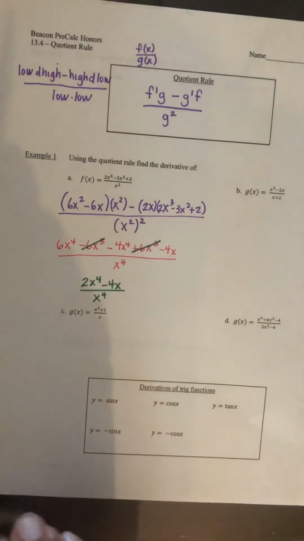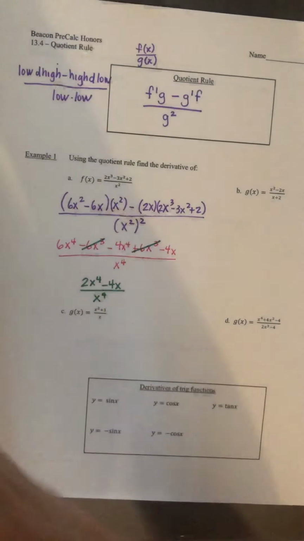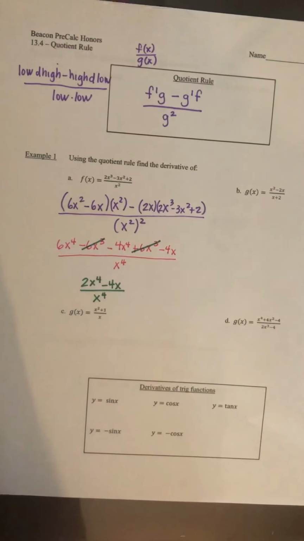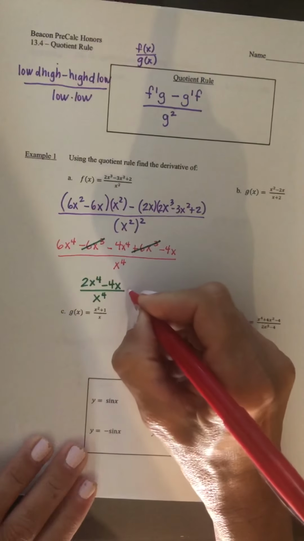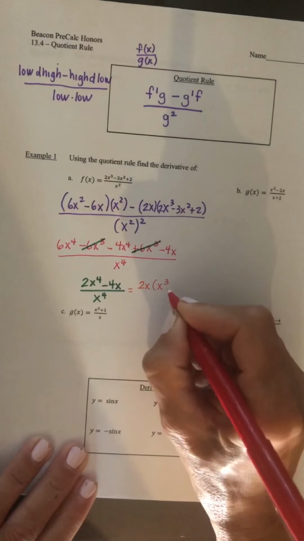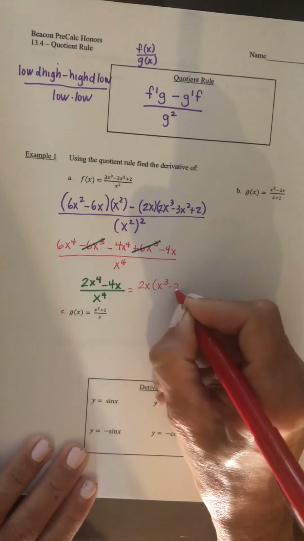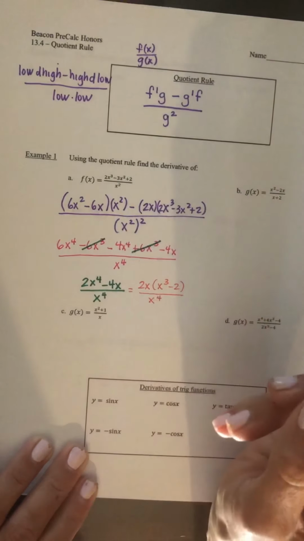All right, so let's see what we can do here. At this step here, I think we can pull out a 2. We can take out an x. So if I take out 2x, it's going to leave me with x to the third minus 2 all over x to the fourth.